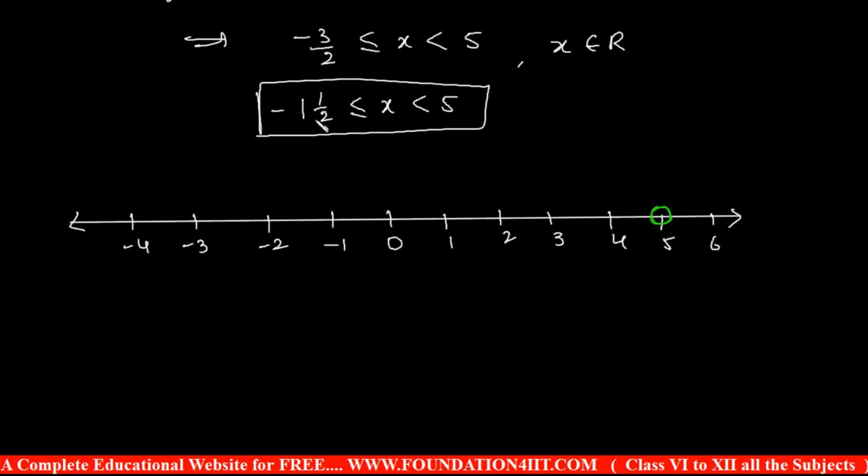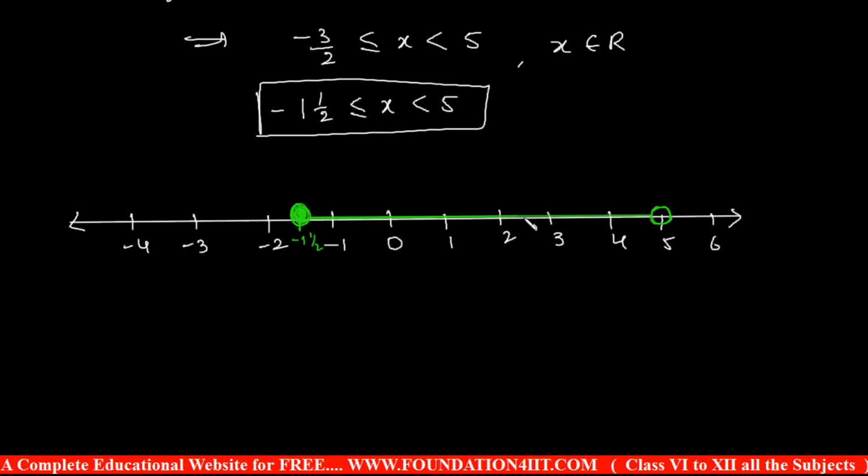And minus 1 and a half is between minus 1 and minus 2. Here is minus 1 and a half. This is included, so you should keep a closed circle, that means a dark circle. So all the points between them are on the number line.